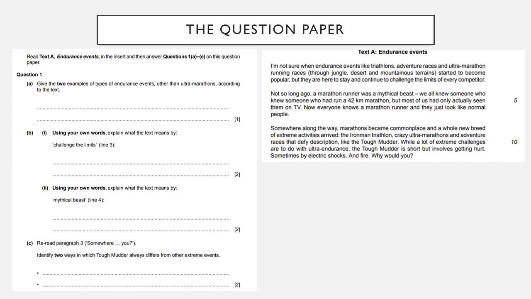Okay, so let's have a look. I'm looking at lines 10 to 12 here. It says, "While a lot of extreme challenges are to do with ultra endurance, the Tough Mudder is short, but involves getting hurt, sometimes by electric shocks and fire." So I'm thinking short, getting hurt, electric shocks, fire. And I'd be tempted to squeeze 3 or 4 of those things onto a couple of lines. I know there's only 2 marks there, but I would squeeze them next to those bullet points, just in case there's one of those they didn't like. Do you see what I mean? Always try and squeeze an extra little bit in there if you can, because if for some reason they don't like one of your points, if you've got something else there that's correct, they're likely to still give you the marks for it.